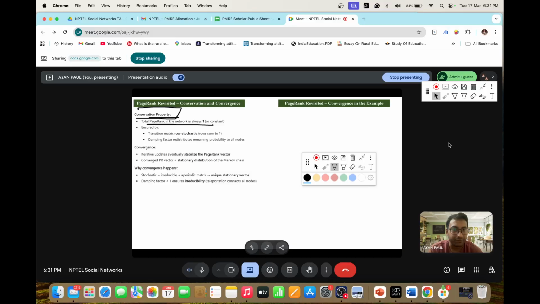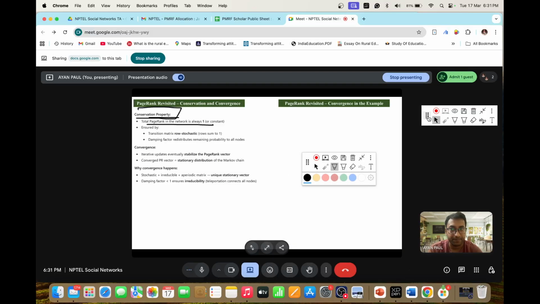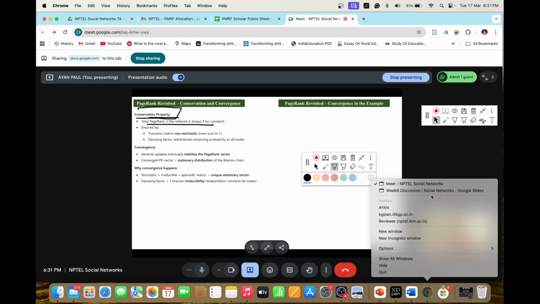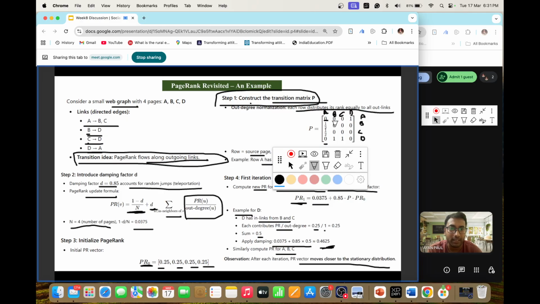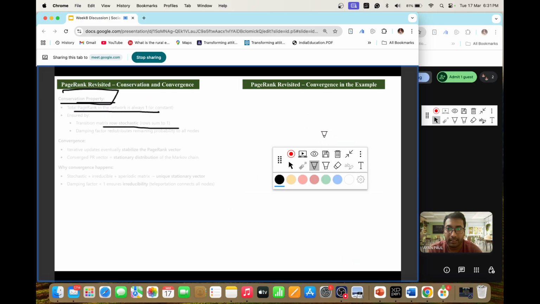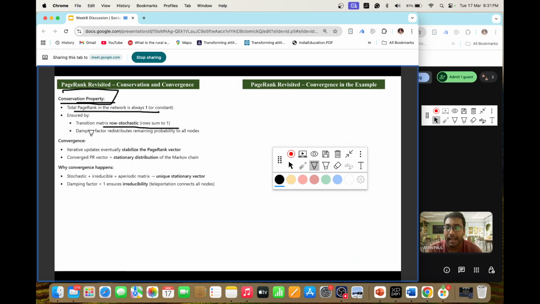This is ensured by the transition matrix, whose stochastic rows sum to 1. So rows or columns, it sums to 1. And then the damping factor redistributes the remaining probability to all the nodes. Now there is another property known as convergence.